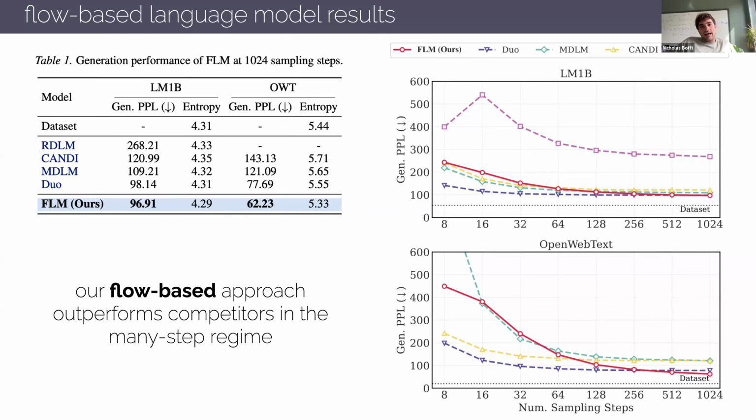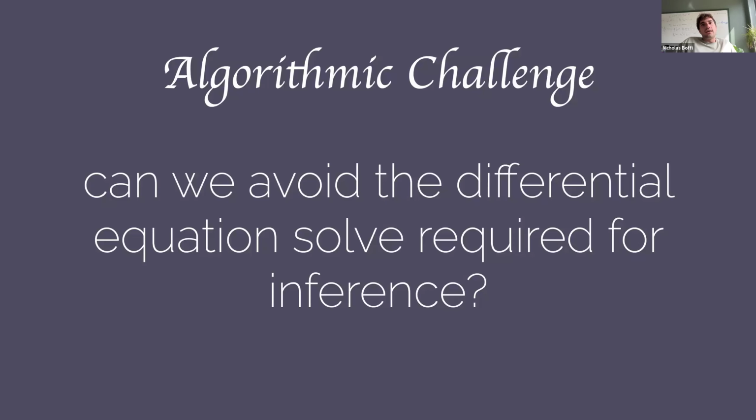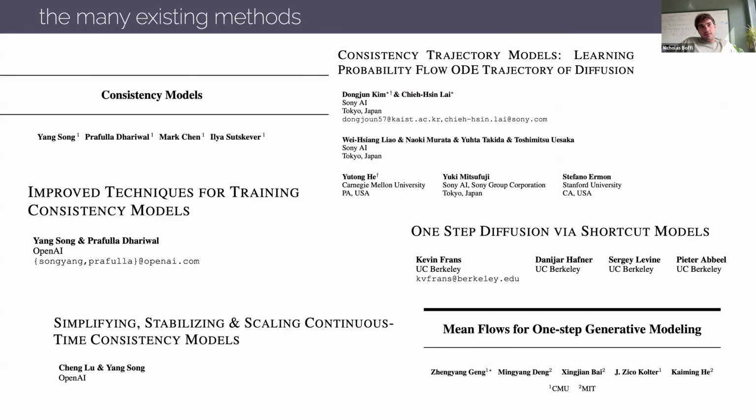So the question I want to ask now is, can we avoid this differential equation solve? Is there a way that I can train a model that does not need to solve a differential equation, but somehow avoids it entirely? In fact, there are many existing methods to do so. There's a class of methods first introduced by Yang Song, Ilya Sutskever, Prafulla Dhariwal, and Mark Chen called consistency models. There's been a lot of follow-up work improving the training stability. Then there are variants on these ideas called consistency trajectory models, shortcut models, mean flows, etc.